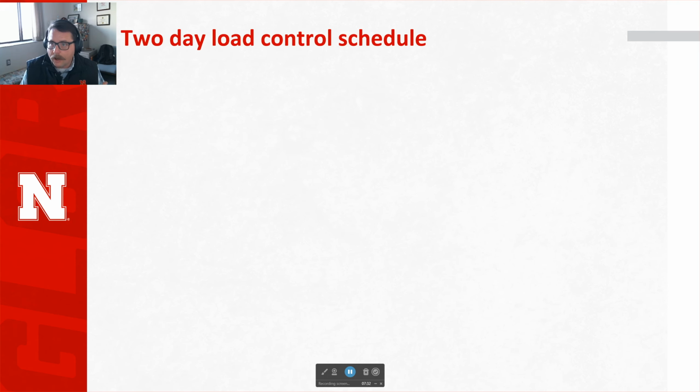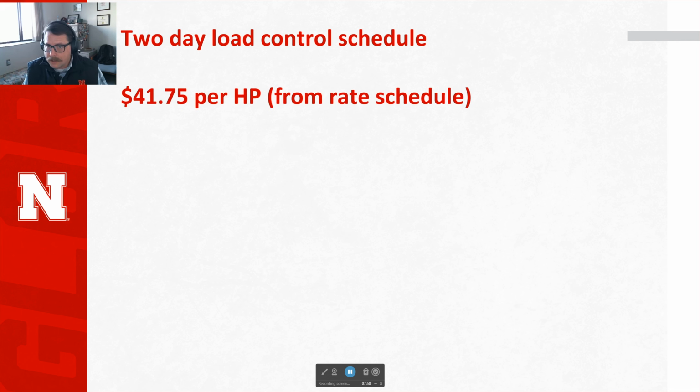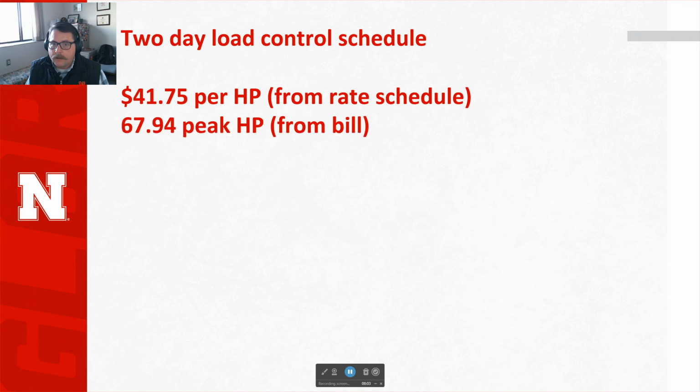Here's my example for some economics to show you on improving or not on power factor. I'm using a 2-day load control schedule from a utility. Your load control schedule is going to be similar, but maybe slightly different with the numbers. So you simply have to translate this into your rate schedule. For this rate schedule, they're charging $41.75 per horsepower. Yours might charge for horsepower or kW, but just put in the value there for what you charge per horsepower. That's the demand.